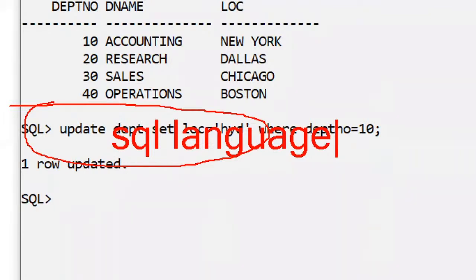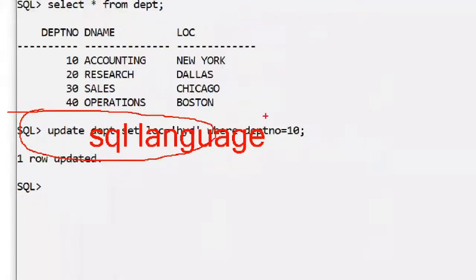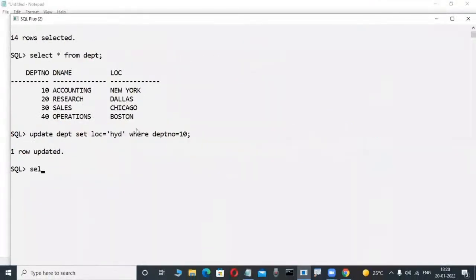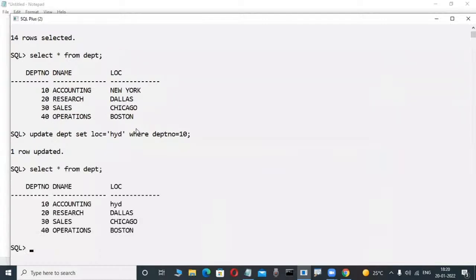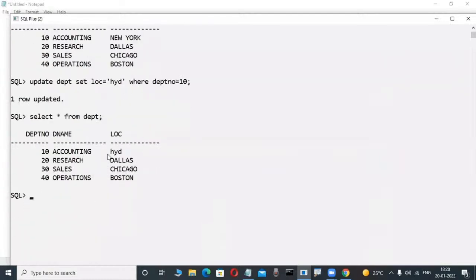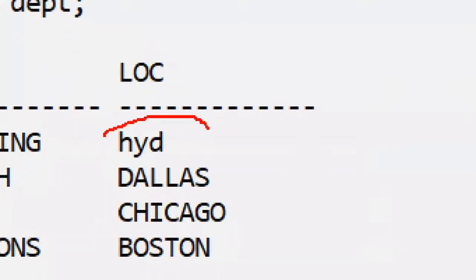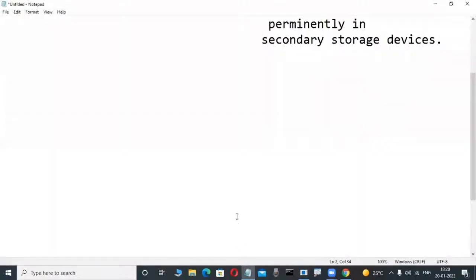Now observe here. Once we write this type of coding, this is called the SQL language, then automatically it affects your database. Observe here, in your database, in the previous case New York is there, but in this case Hyderabad is the location, is it there or not? Yes.